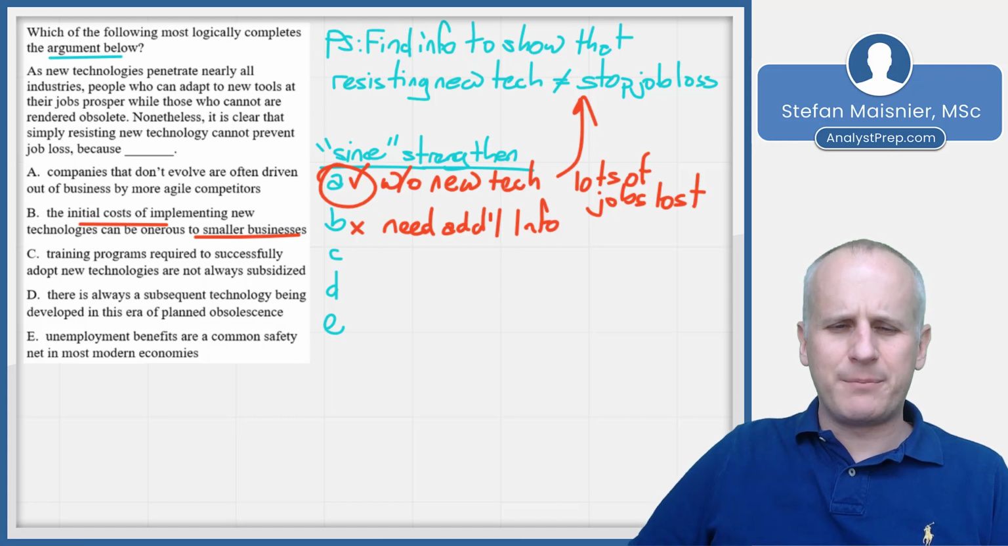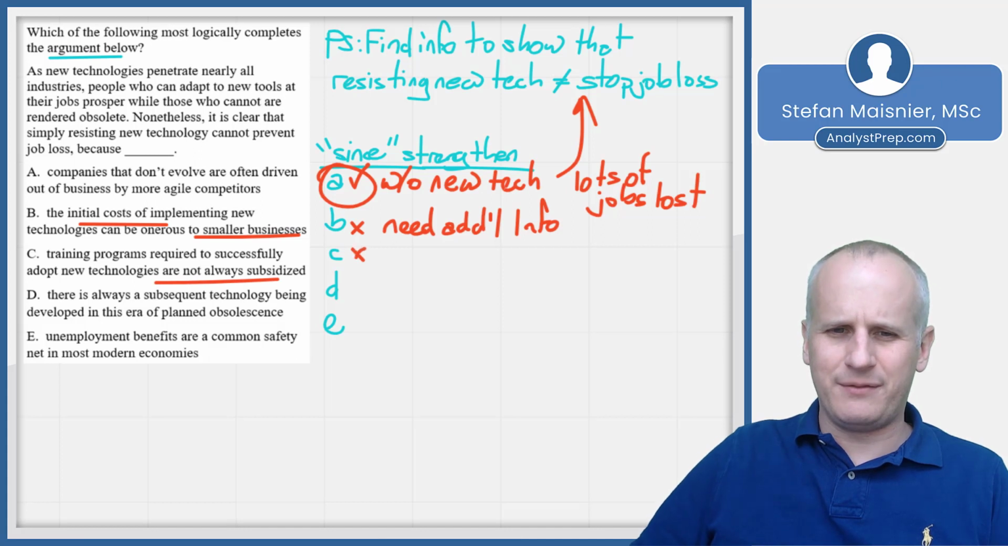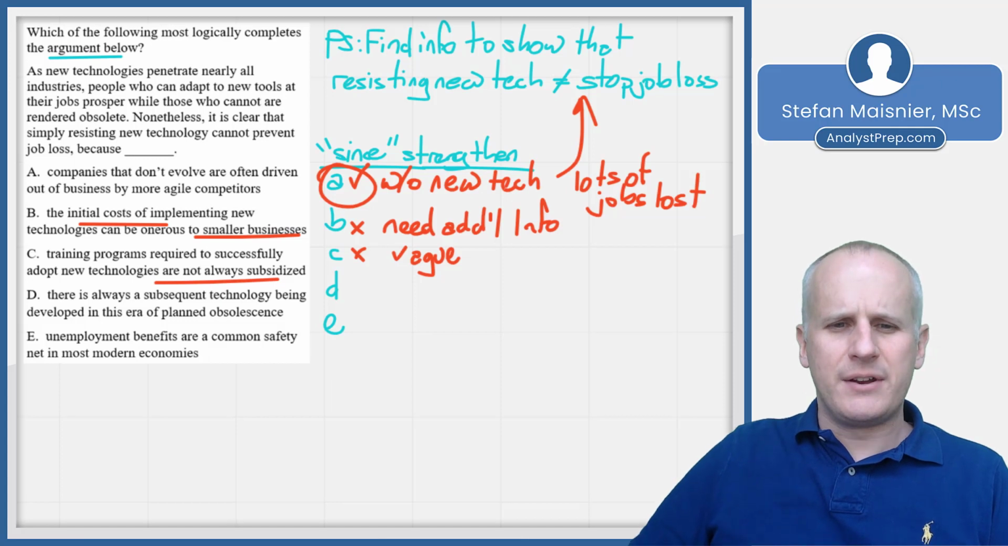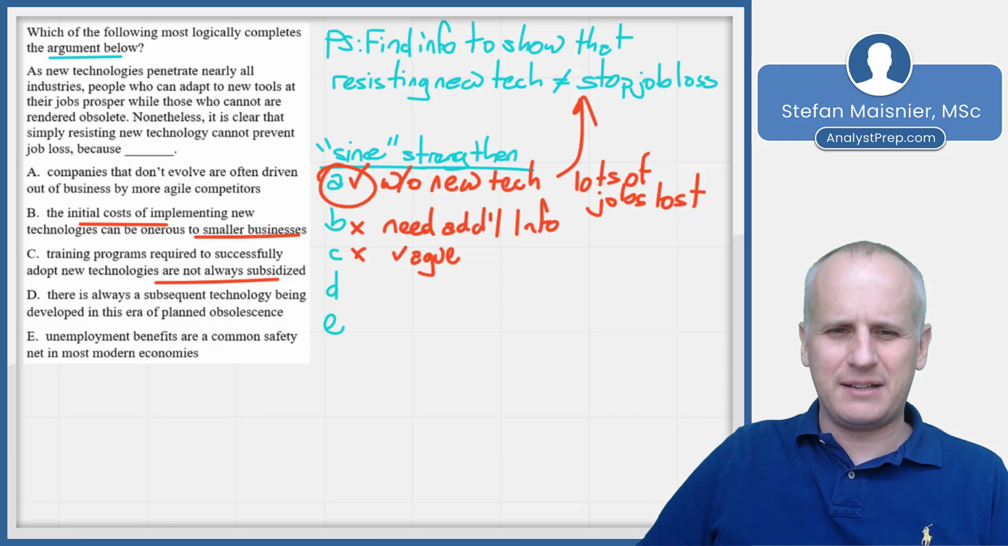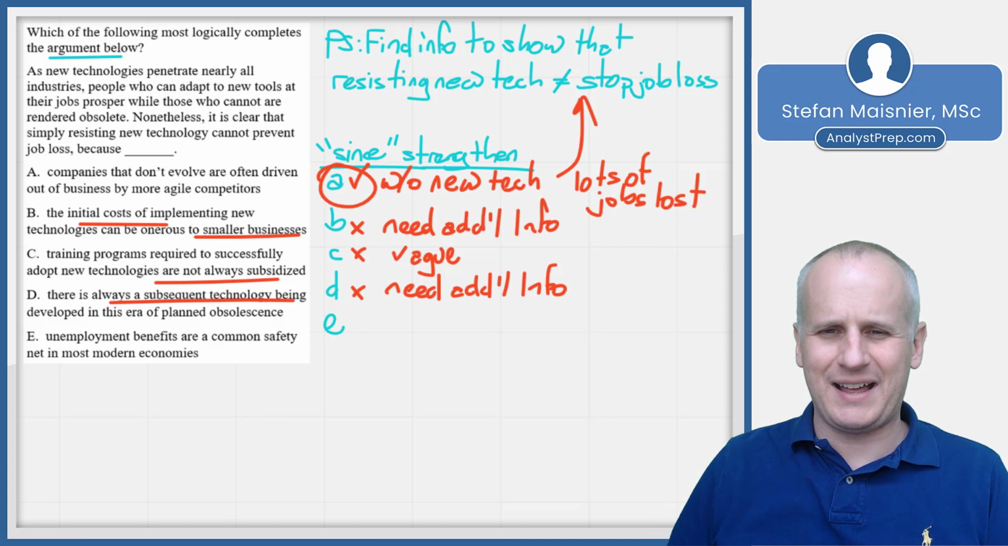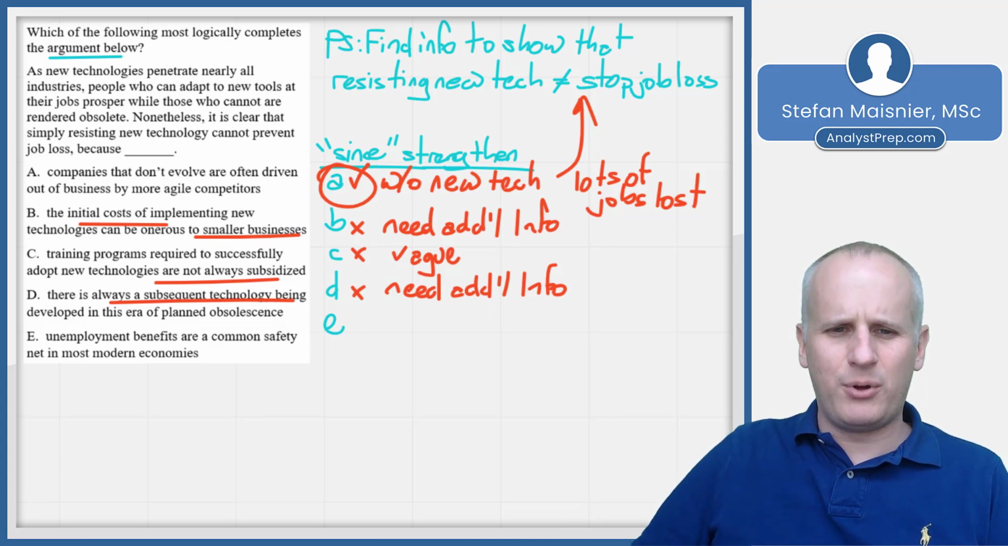Choice C, training programs required to successfully adopt new technologies are not always subsidized. Well, not always subsidized could not be more vague if we tried, so that's out. There is always a subsequent technology being developed in this era of planned obsolescence. Well, there just being another subsequent technology, again, needs additional information. Because does that mean that we could stop or not? I have no idea. And then unemployment benefits, well, that goes outside of the construct of the argument entirely. So that too would need additional information.